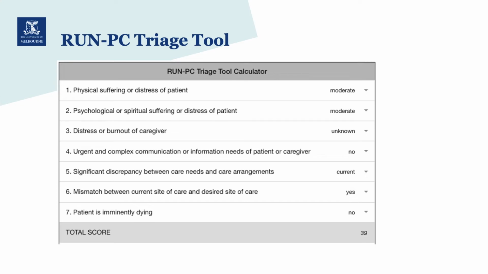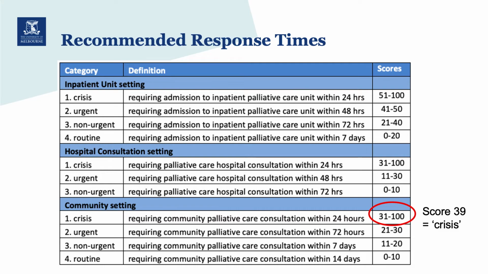No urgent communication or information needs as far as we know. It sounds as though the right conversations have occurred, but we could gather some more information there. And she's being discharged today without the right equipment and services at home, so that's a current discrepancy between care needs and care arrangements. And there's definitely a mismatch between her current side of care and desired side of care. She's desperate to get home, doesn't want to remain in hospital. It's been quite clearly stated that her prognosis is weeks, so she's not imminently dying. So she scores 39, which puts her, for the community setting, in the crisis category.